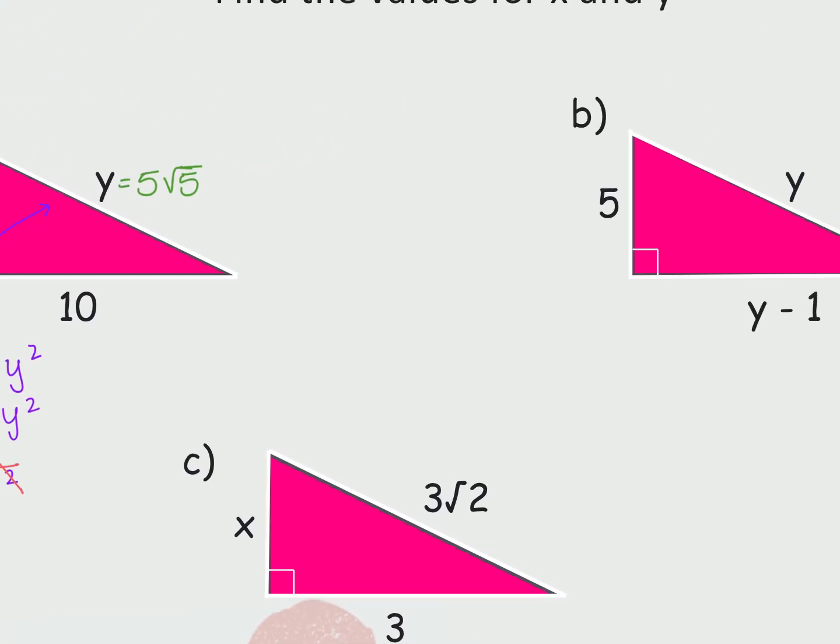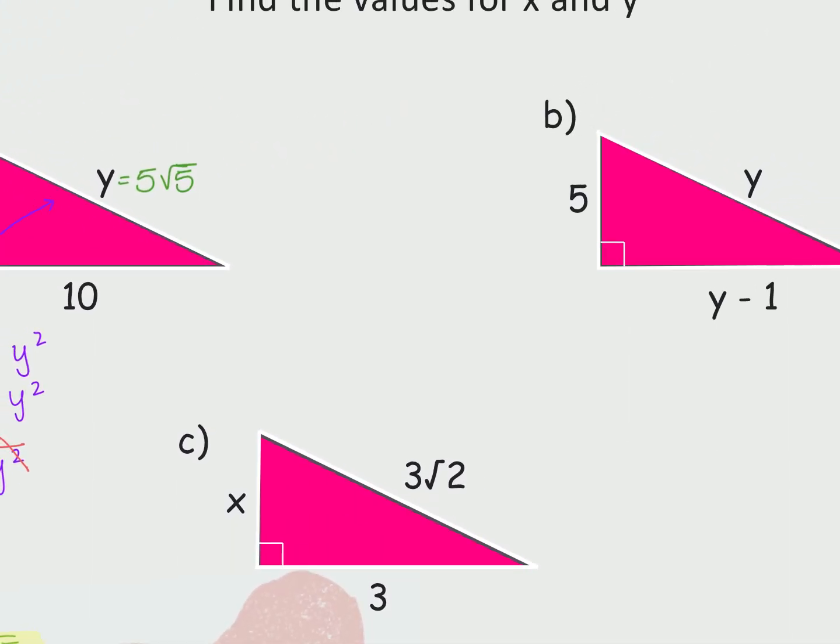All right, I'm just going to go ahead and do C right above it, and then I'll go over and do B. So looking at C, what is my hypotenuse for C? 3 radical 2. So I'm setting up C as x squared plus 3 squared equals 3 radical 2. Everything is in parentheses squared.